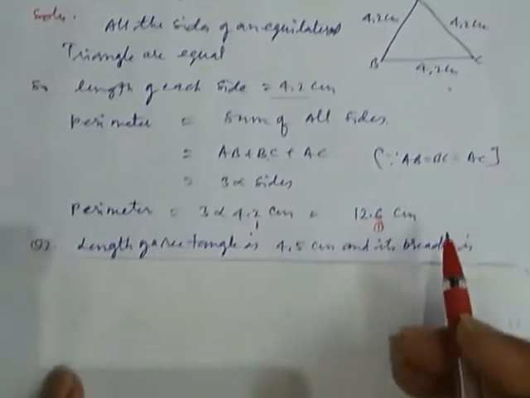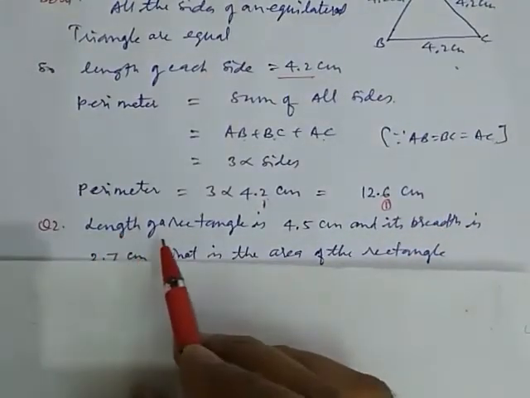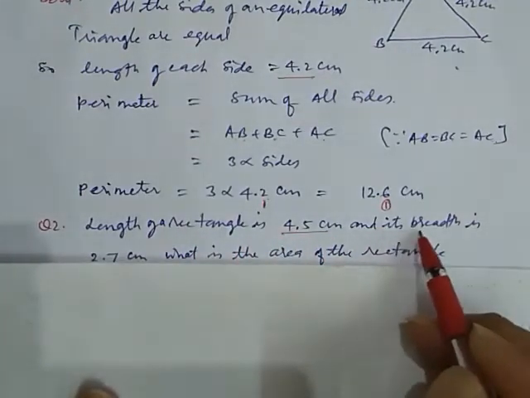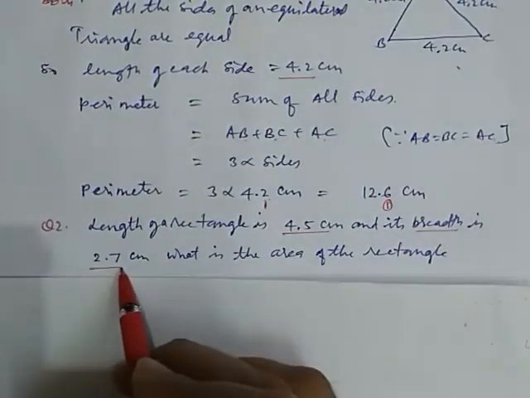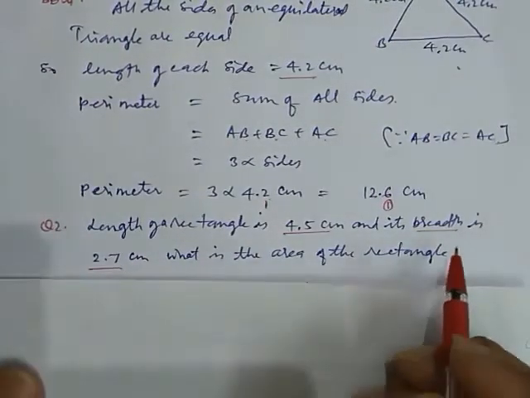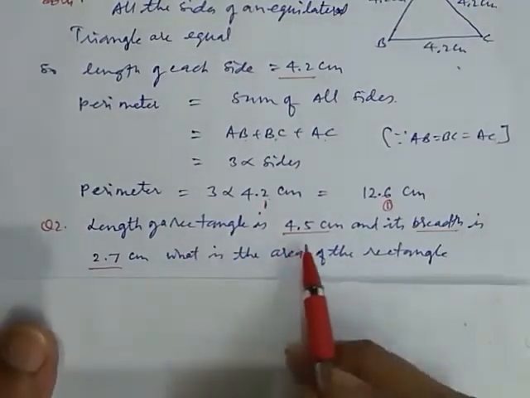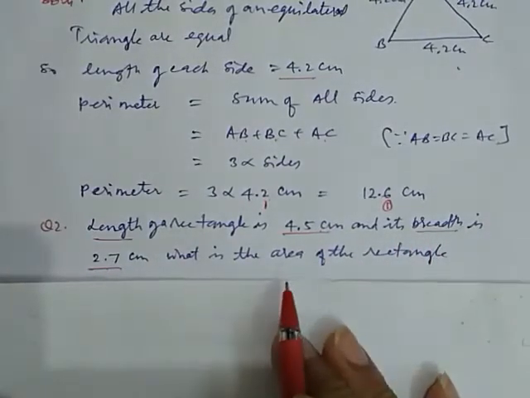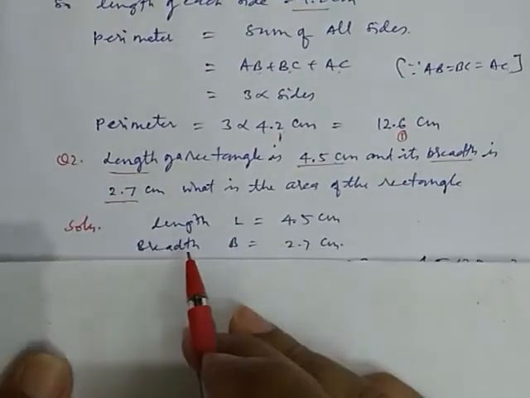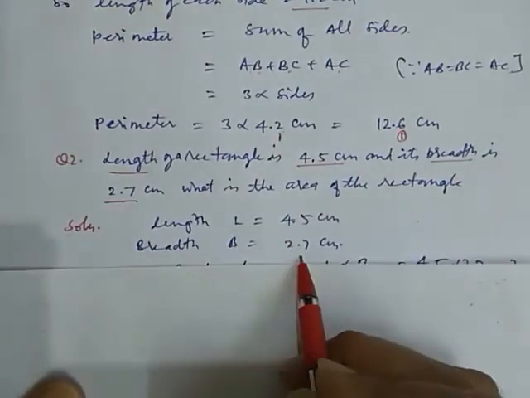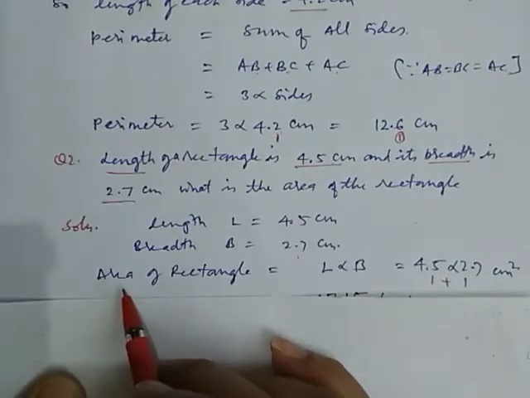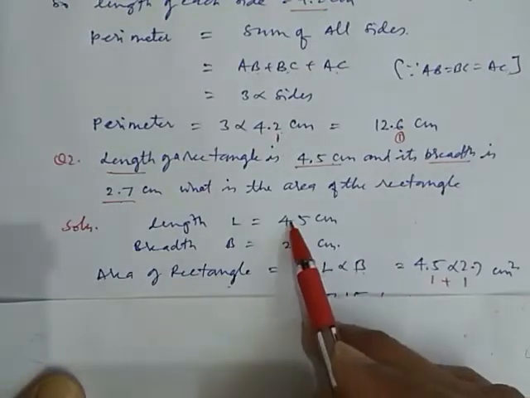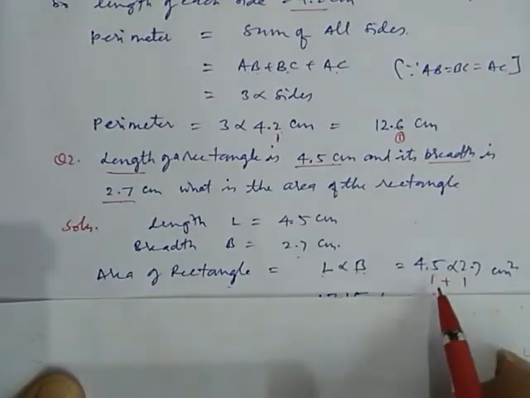We take one more example. The length of a rectangle is 4.5 centimeter and its breadth is 2.7 centimeter. What is the area of the rectangle? Here we are given the length and breadth of the rectangle, and we have to find the area. So first we write down the length and breadth here. The formula for the area of a rectangle is length into breadth. So we put the values of length into breadth, 4.5 and 2.7, and count the decimals.